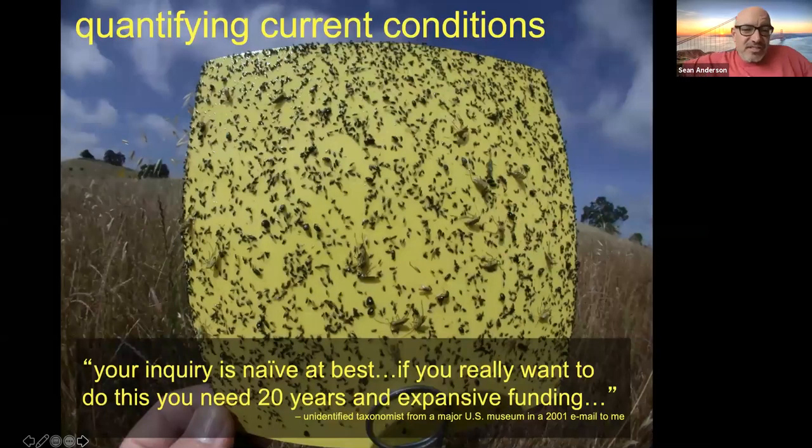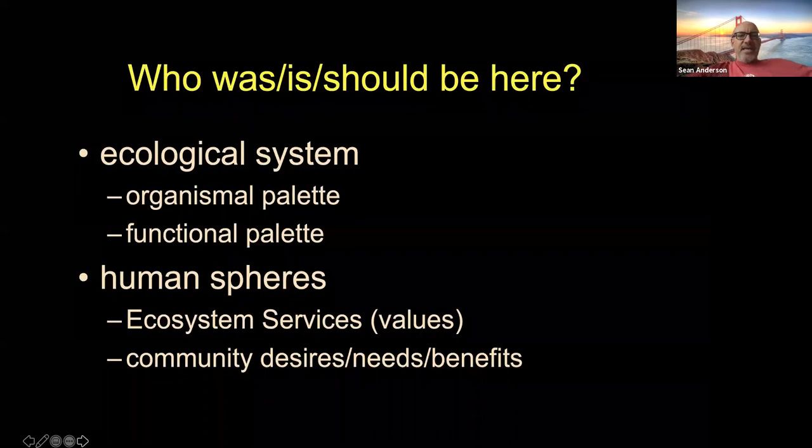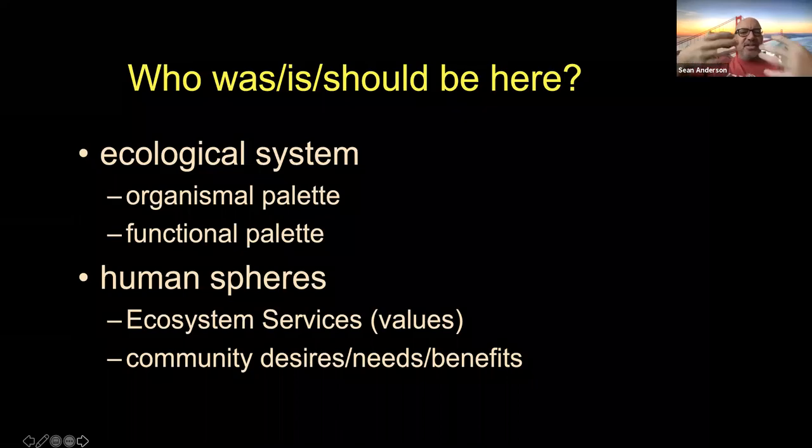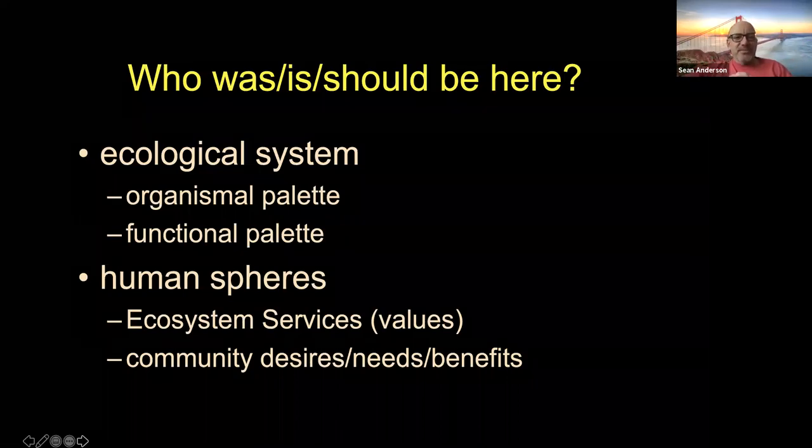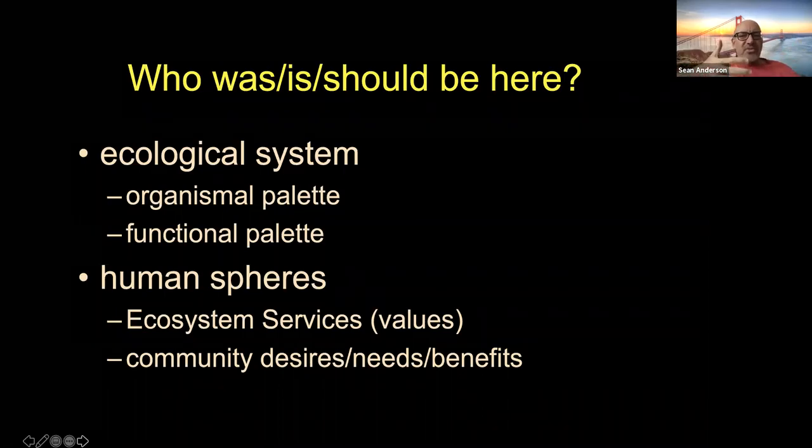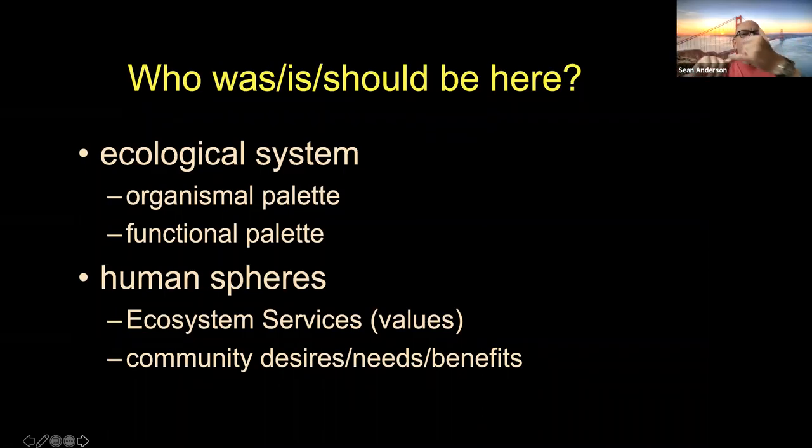And then we also talked about last time the value of looking at indicators and looking at measuring current communities and seeing what the abundance of, say, insects are in our particular area. As you guys start to think about how you might conceptually design your restoration, one of the first things you're going to want to do is continue this thought process. So who was here, or who is here, or maybe who should be here?